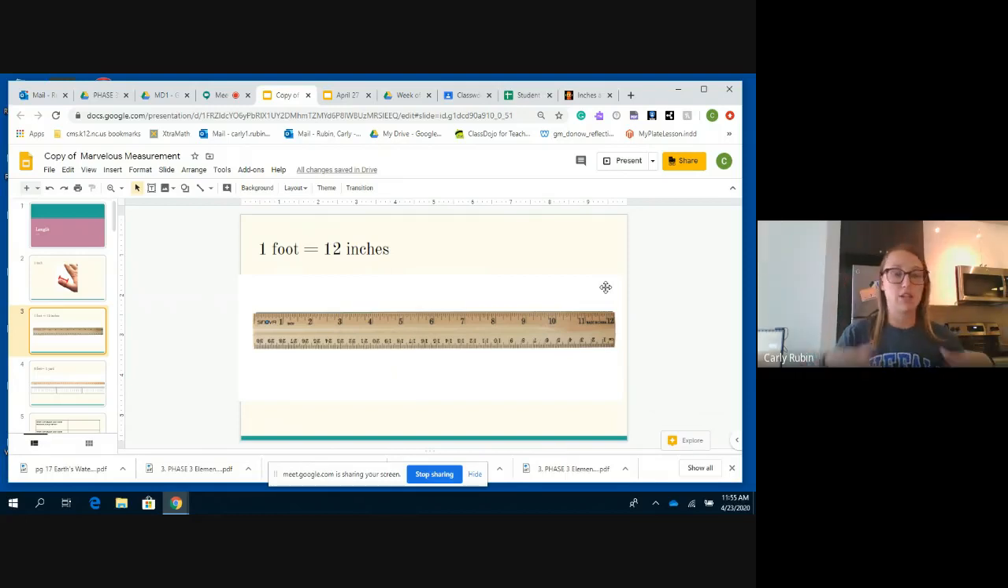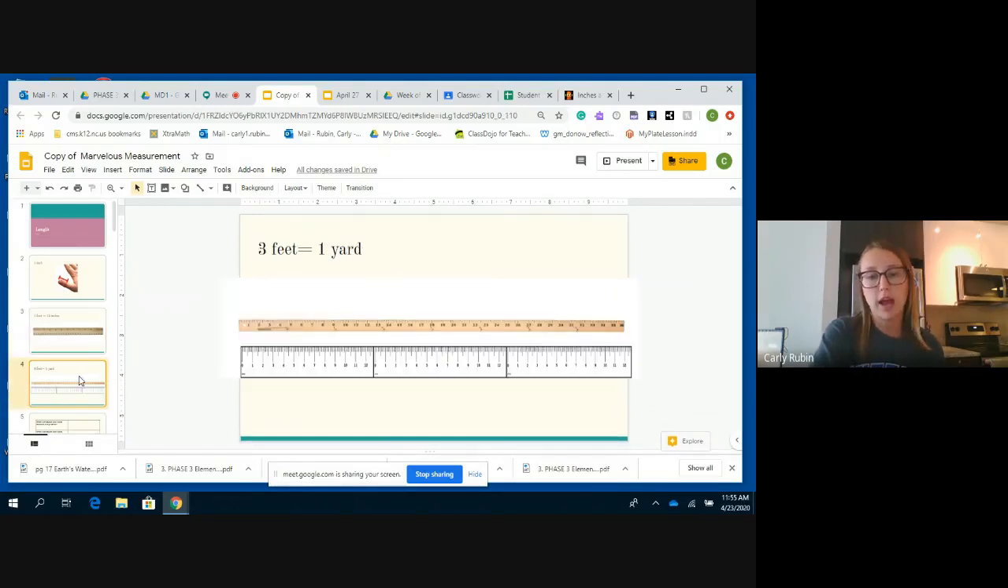So we usually measure our height in feet, okay? Because if I measure my whole height in inches, it'd be a pretty high number. So we measure our height in feet or the distance from one end of the room to another in feet. Because if we measured it in inches, it would be way too many inches. So we measure something a little bit longer in feet.